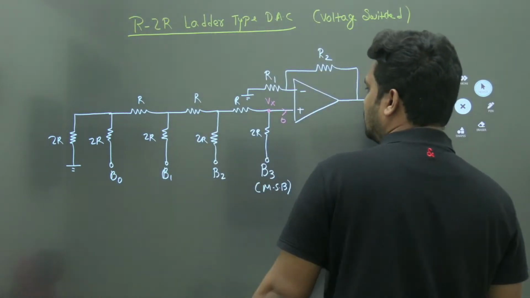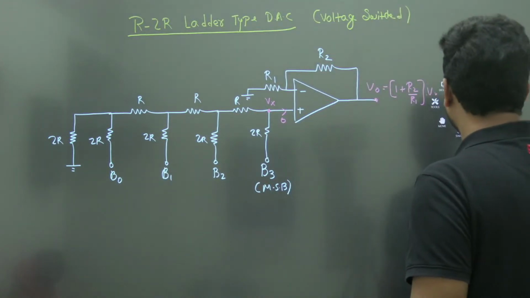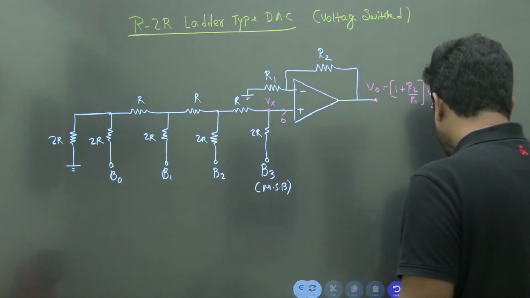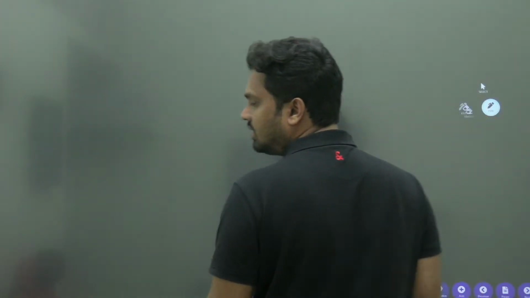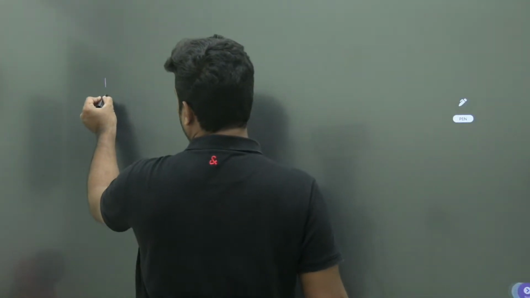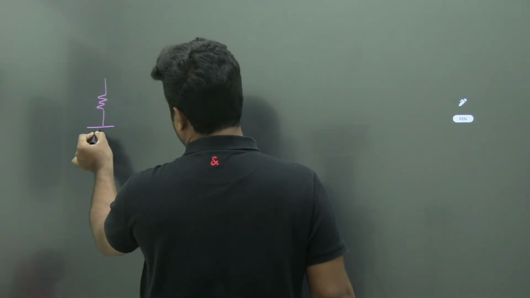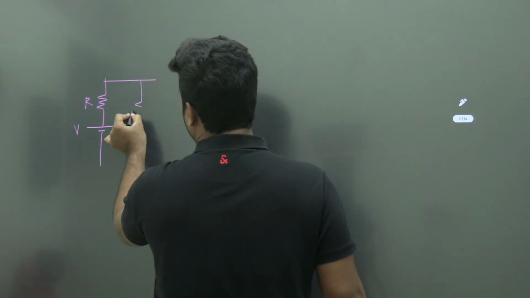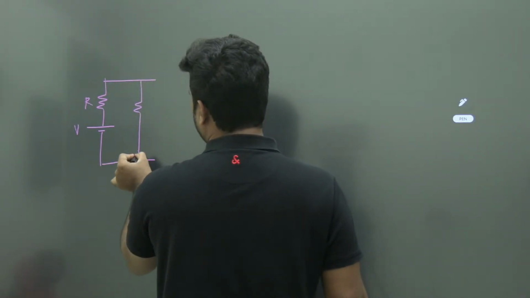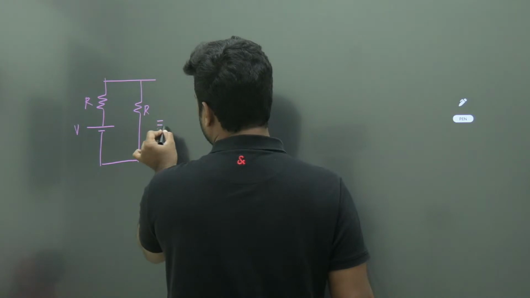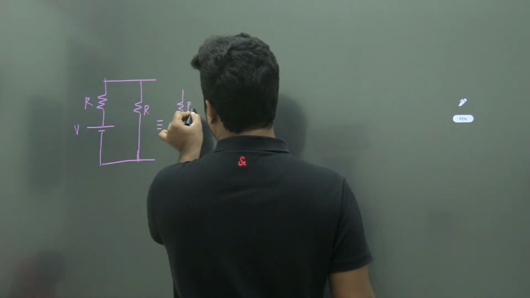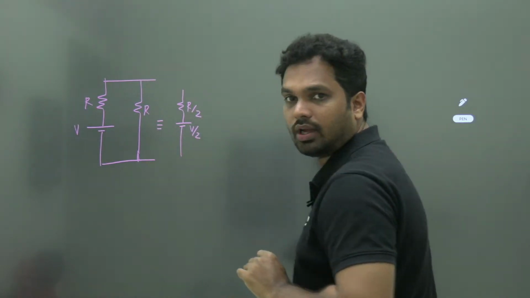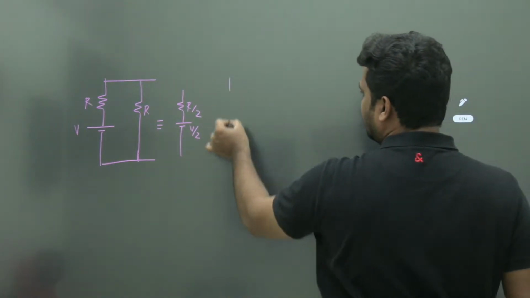Now, before going further, let me give you one basic of network analysis. I should give a basic of network analysis. So what is that, sir? Listen. If you have a resistor, voltage source V parallel with R, you can apply Thevenin's theorem or source transformation. This will be equal to R by 2 series with V by 2.